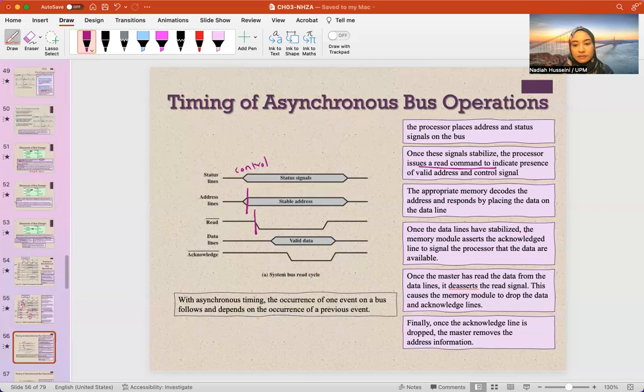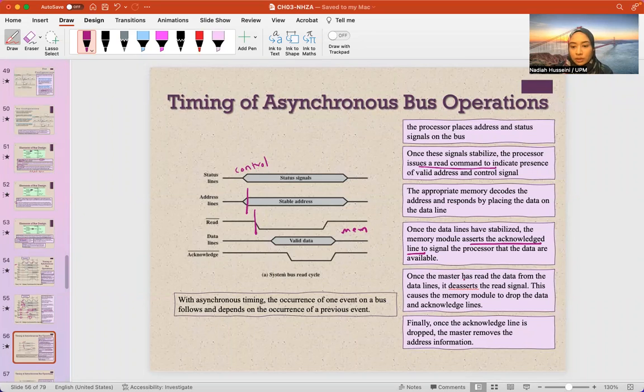Once the data lines have stabilized, the memory module asserts the acknowledge line to signal to the processor that the data is available. So this is done by the memory. The memory puts in the data. Once it has stabilized, it lets the processor know via the acknowledge line to tell the CPU, hey, my data is here, go ahead and read it.